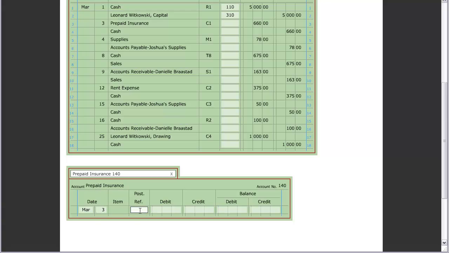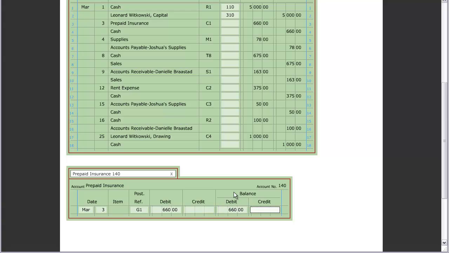March 3rd. The posting reference again is G1 for General Journal number 1, page number 1. And as you can tell, all the posting references for this assignment are going to be G1 because they're all on the same page of the General Journal. Okay, prepaid insurance, $660 is a debit. So we're going to put it right here, and now the new balance is a debit of $660.